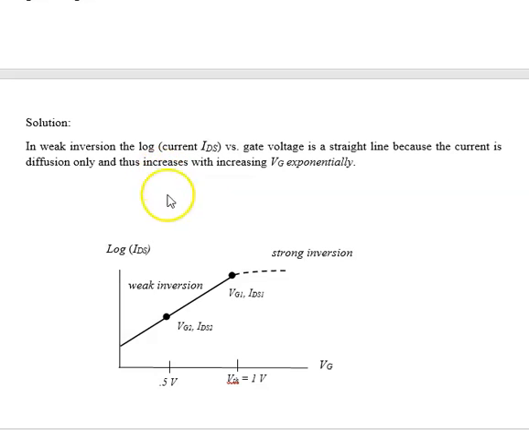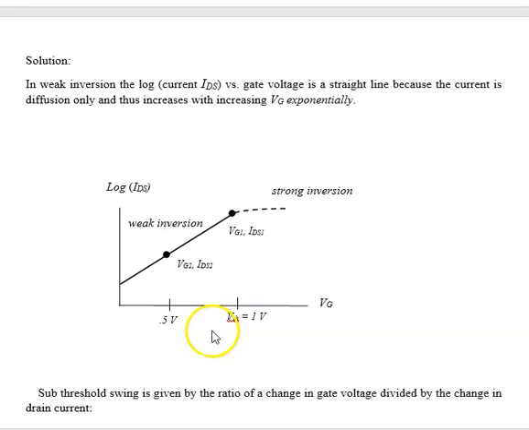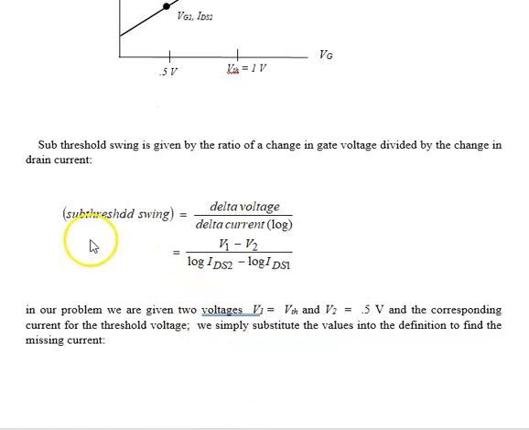Now we have in weak inversion, which is here. I'd like to calculate the IDS2 when the gate voltage is 0.5 volts. This is the condition that we are given. We are given that the threshold is 1 volt. At threshold, the IDS1 is 0.05 microamps. We're also given VG2, it's 0.5 volts, and we just want this. So it's pretty straightforward. We just use the definition.